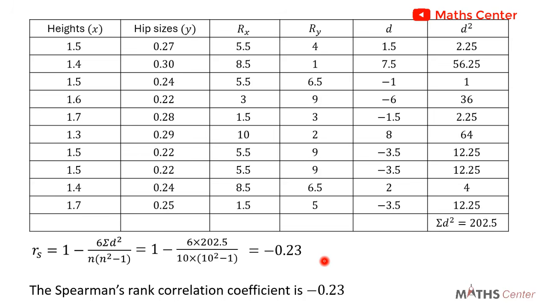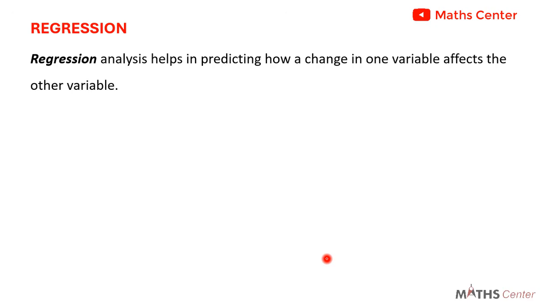So far, we have solved quite a number of questions on finding the Spearman's rank correlation coefficient for a given data. At the beginning of this lesson, we learned that our lesson is in two parts, correlation and regression. So far, we have been considering correlation. Now, let's turn our attention to the second part of the lesson, which is regression.